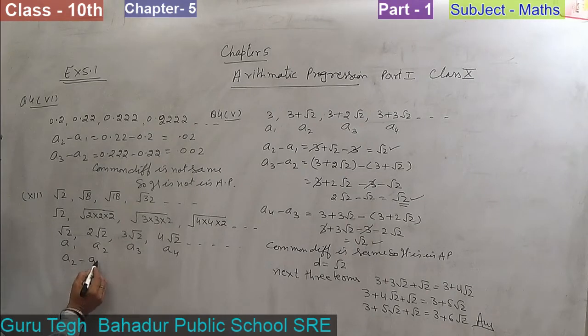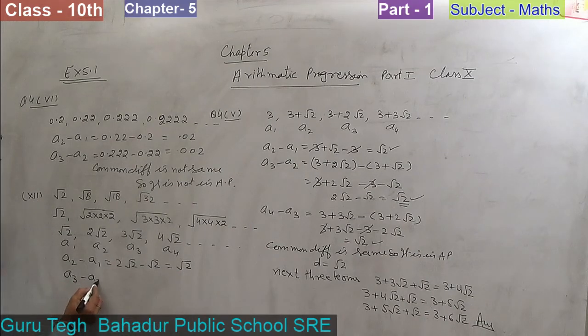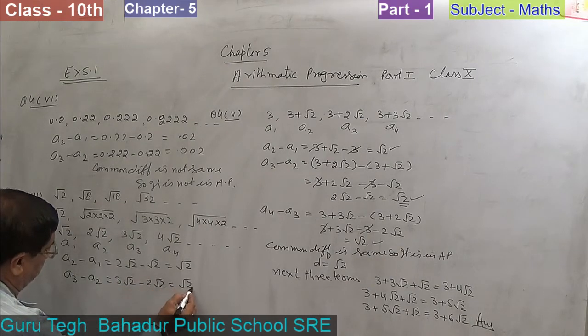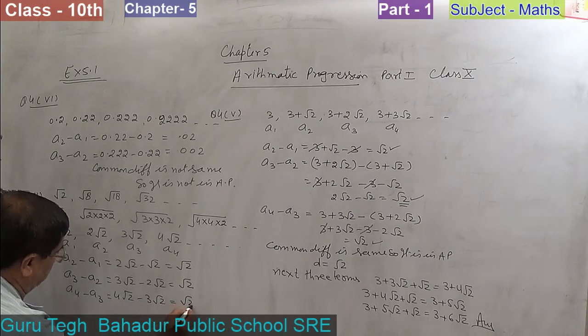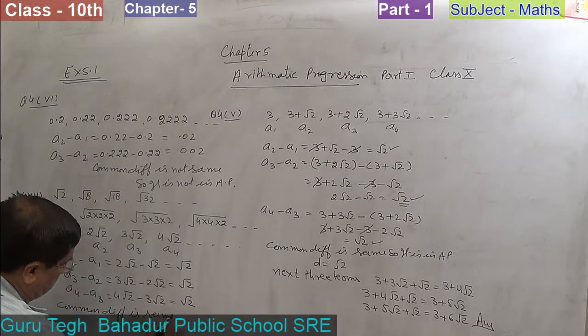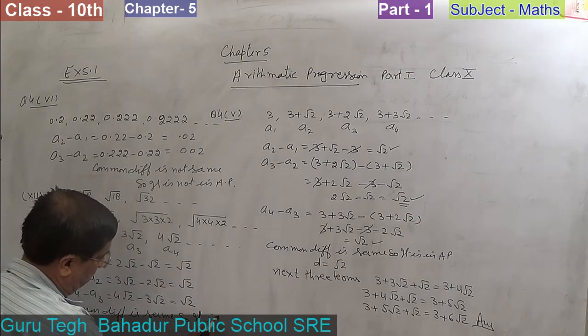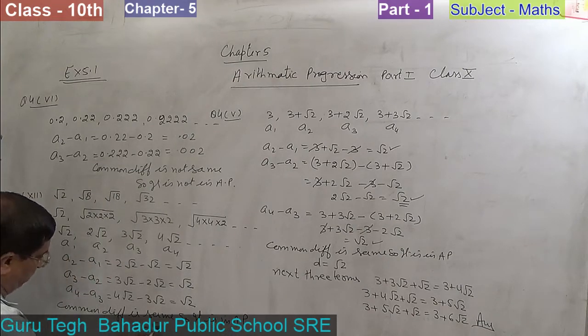So A2 minus A1, 2 root 2 minus root 2, that is root 2. A3 minus A2, 3 root 2 minus 2 root 2, so it is root 2. A4 minus A3, 4 root 2 minus 3 root 2, that is root 2. Common difference is same, so it is in AP. So common difference D is root 2.